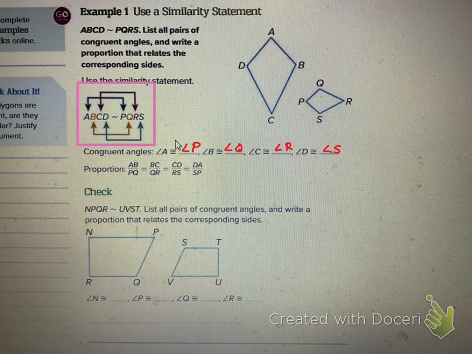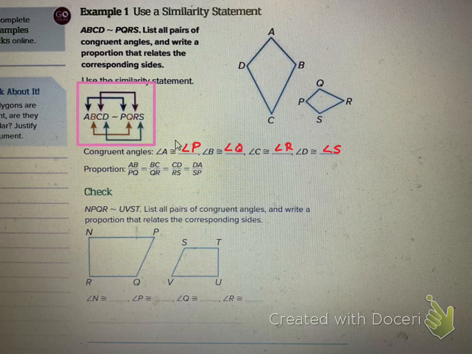Then the proportions, same thing. AB, the first two, is proportional to PQ. BC, QR. CD, RS, and then last AD and PS. So you don't even need the pictures. Again, they try and trick you with the pictures. So if we look at this check, if you want to pause it right now, go ahead and pause it, do the check, and then turn it back on to check your answers.